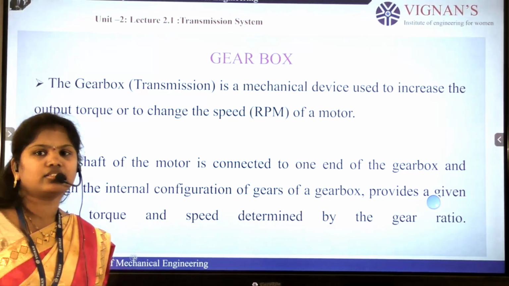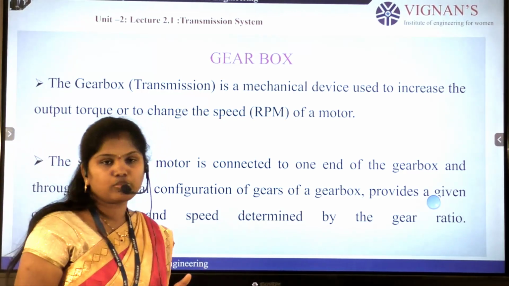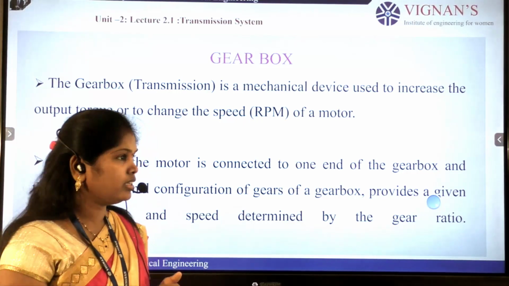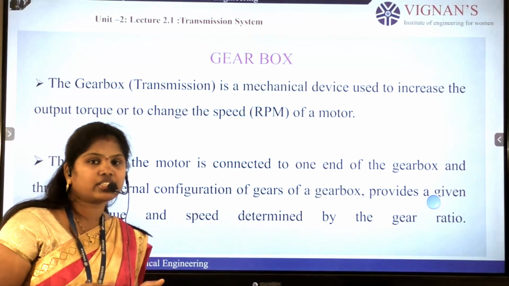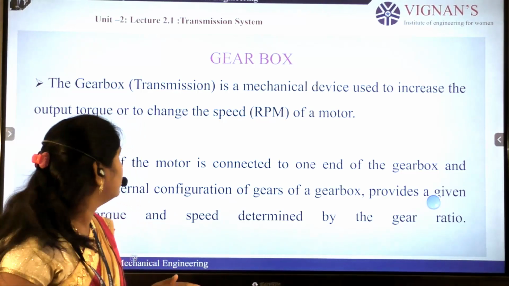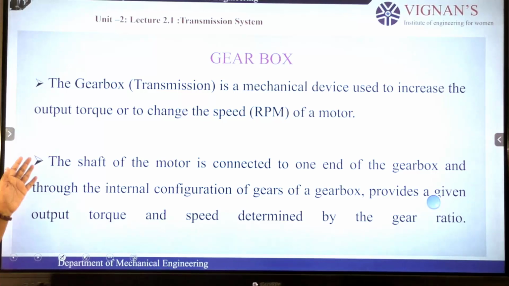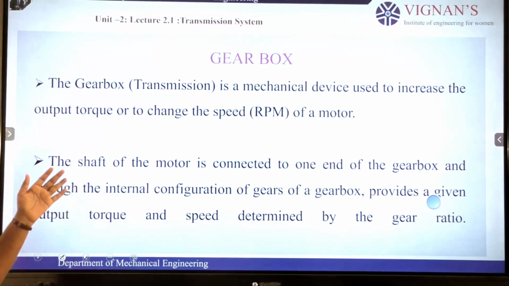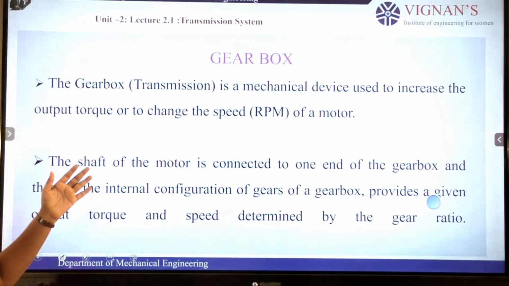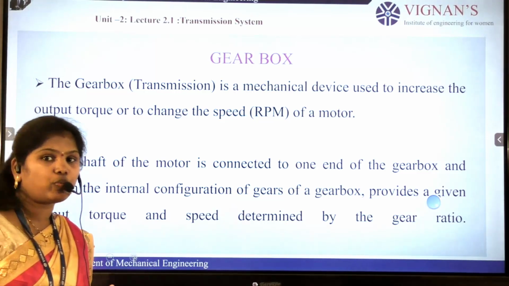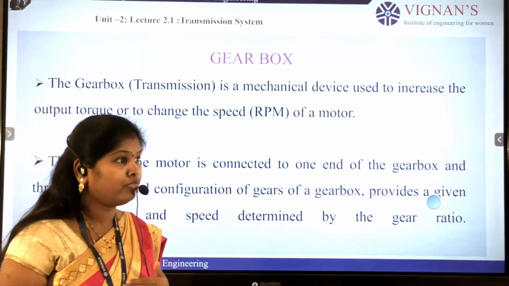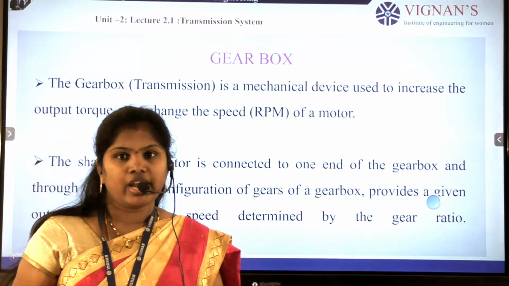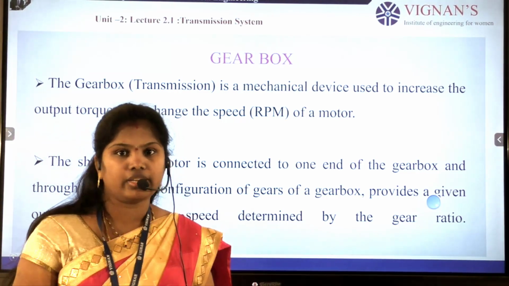So in today's class we are discussing the transmission system. In the transmission system, first of all there is the clutch, next the gearbox, but today's class we are discussing the gearboxes. So what is a gearbox? The gearbox is a mechanical device used to increase the output torque or change the speed. Why are we using the gearbox inside the automobile? If we want to increase the speed or decrease the speed, we use the gears.